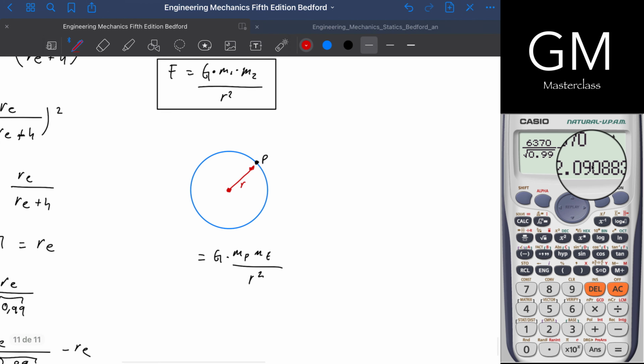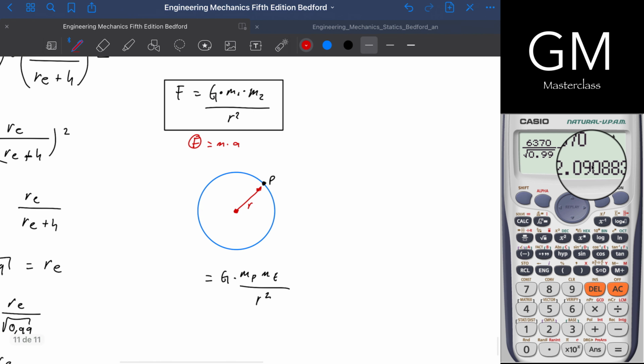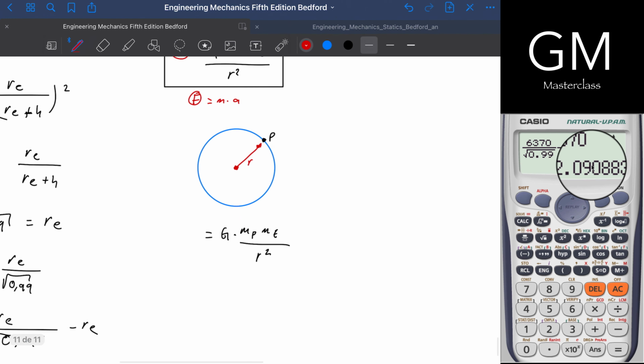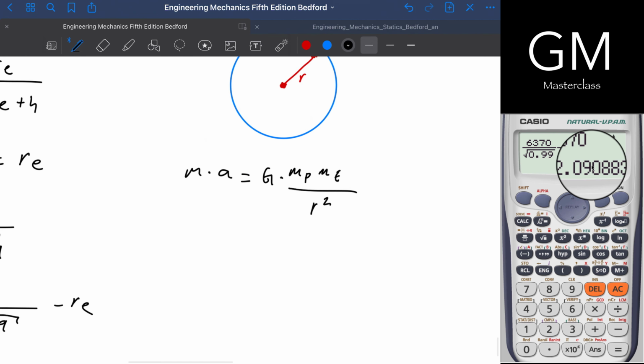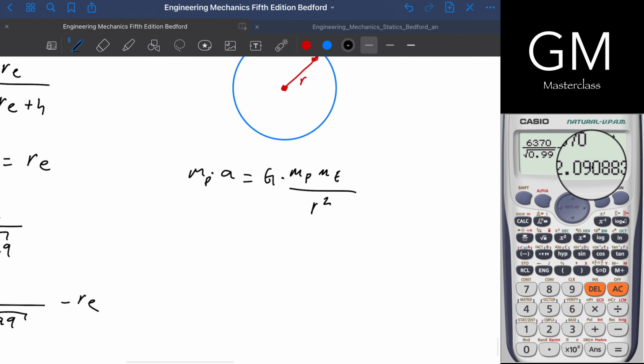Now, there is another equation that has to be taken into account, which is a force, because of Newton's second law, is given by a mass multiplied by an acceleration. In this case, the force is the weight and is the same as this force. So a mass multiplied by acceleration is this one. Which mass? The mass of the particle. Which acceleration? The acceleration due to gravity.